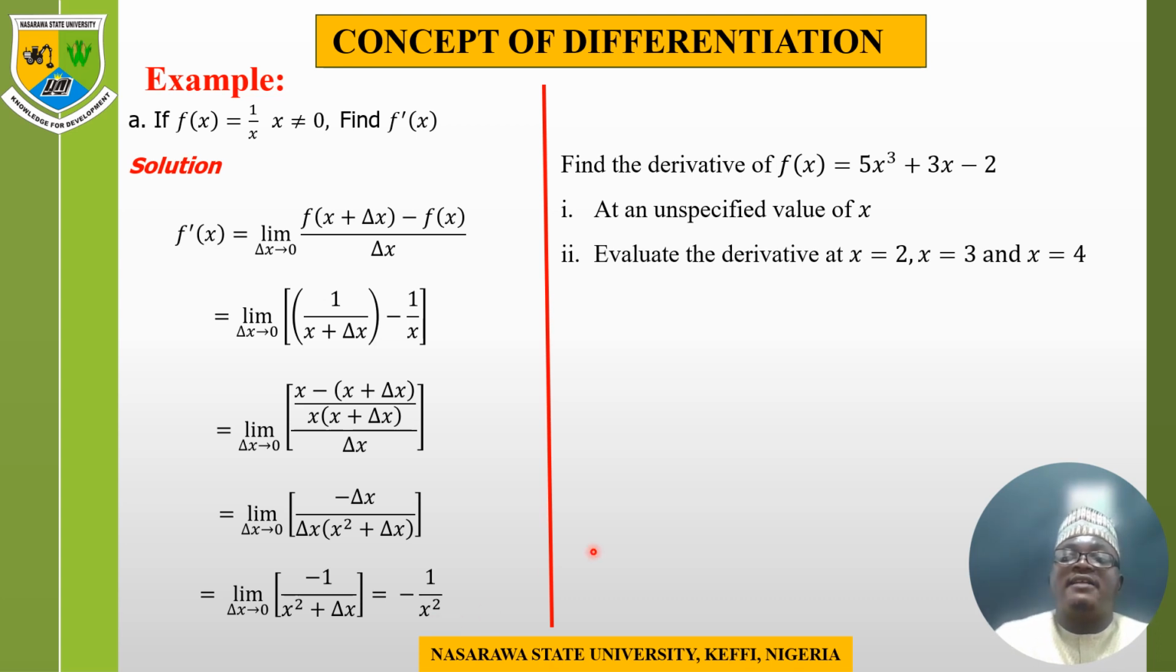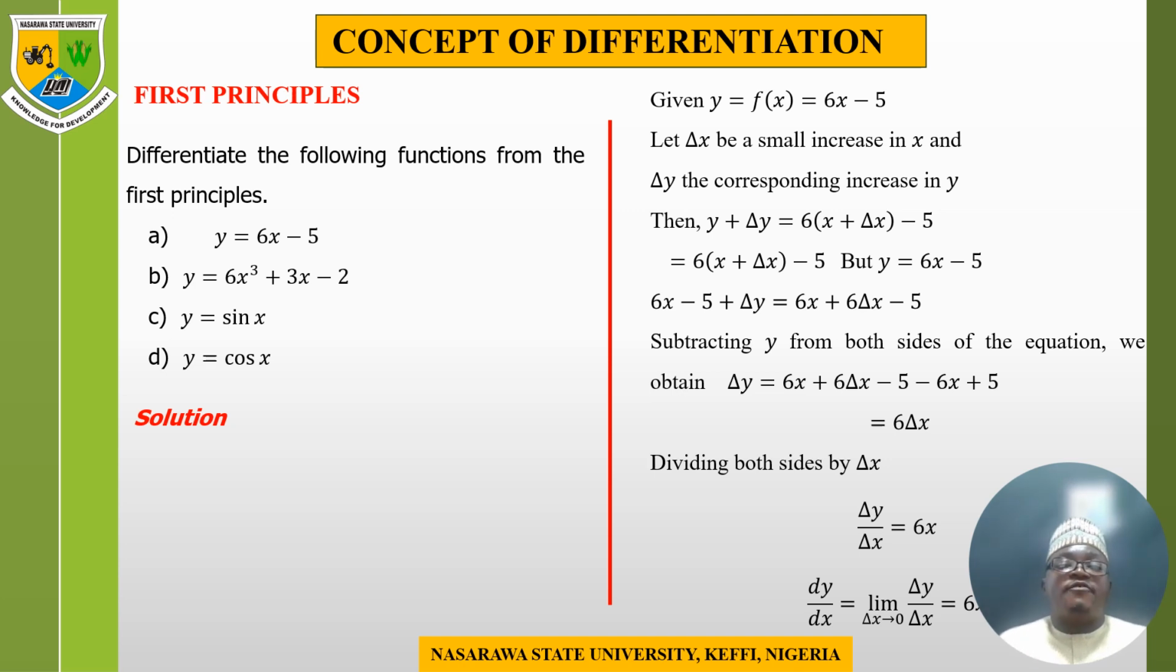Then the next one, find the derivative of this one at an unspecified value of x. Evaluate the derivative at x equal to 2, x equal to 3. What we are saying is you're going to use a tangent line to undo this case. That is the first step. Then what you got as your answer from the first question, you are going to evaluate the derivative again, as the value of x is 2, separately, as the value of x is 3, separately, as the value of x is 4, separately.